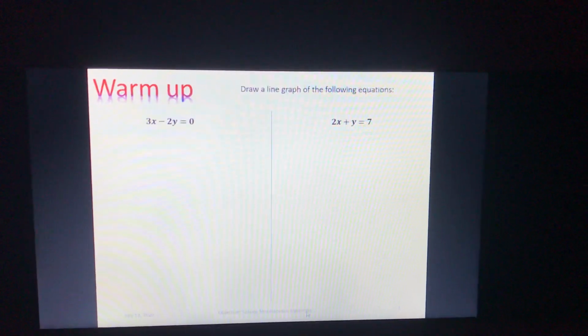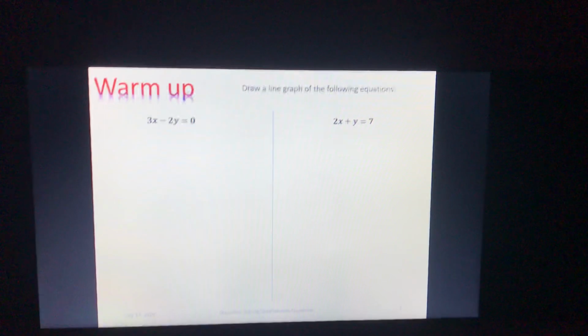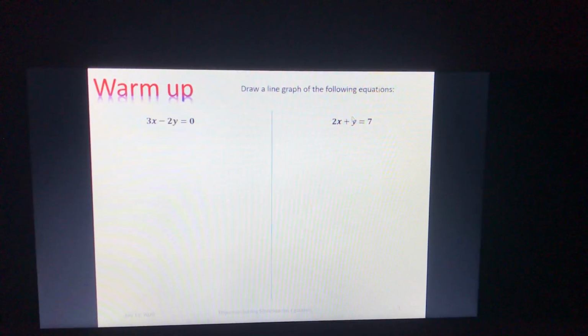Hi there. We're learning today how to solve simultaneous equations. The objective is written down here. So the objective is solving simultaneous equations. Simultaneous equations are actually linear equations with two unknowns such as x and y.